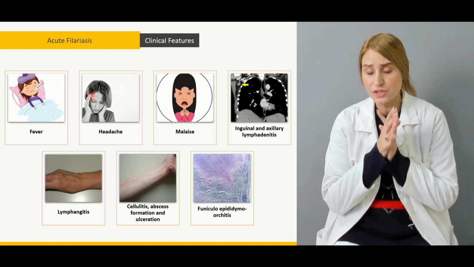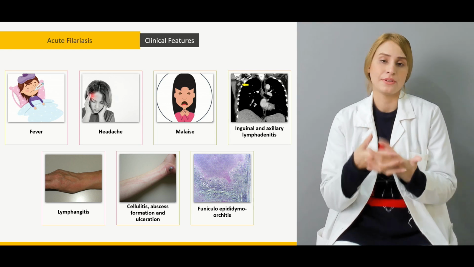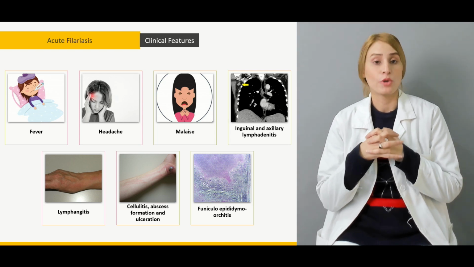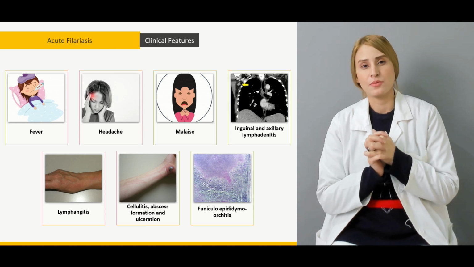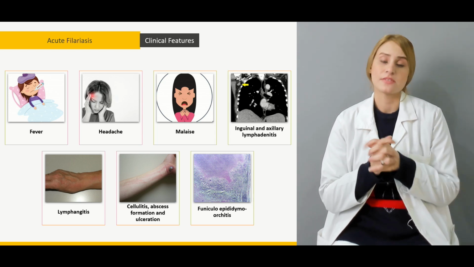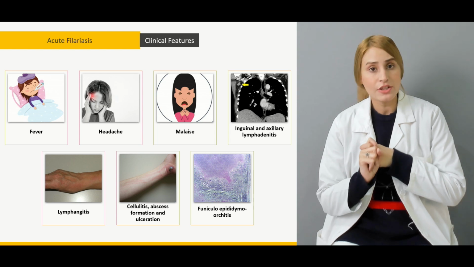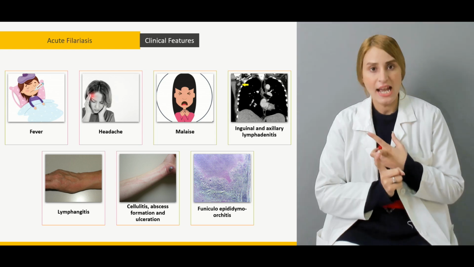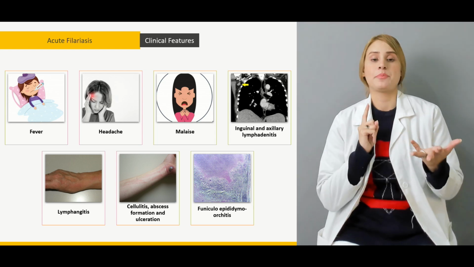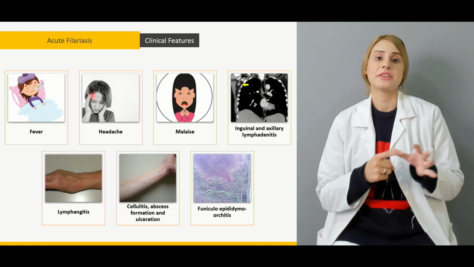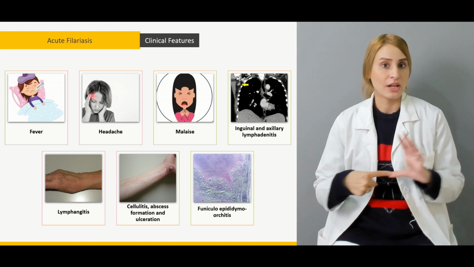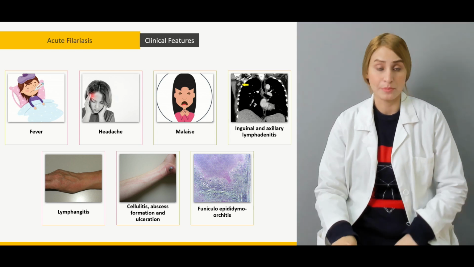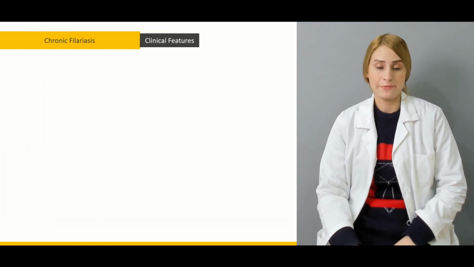And on histological evidence, there would be funiculoepididymoorchitis as well, and the patient will develop scrotal swelling. So always remember the clinical features of acute filariasis: fever, headache, malaise, inguinal and axillary lymphadenopathy, inguinal scrotal swelling, cellulitis, abscess formation and ulceration, and lymphadenitis or lymphangitis.